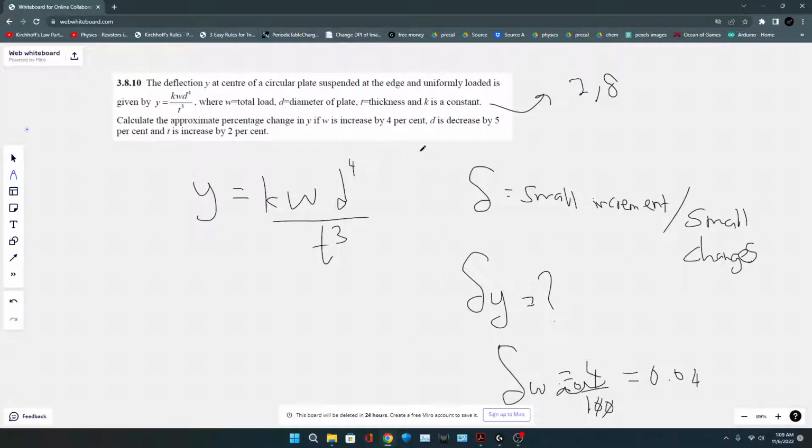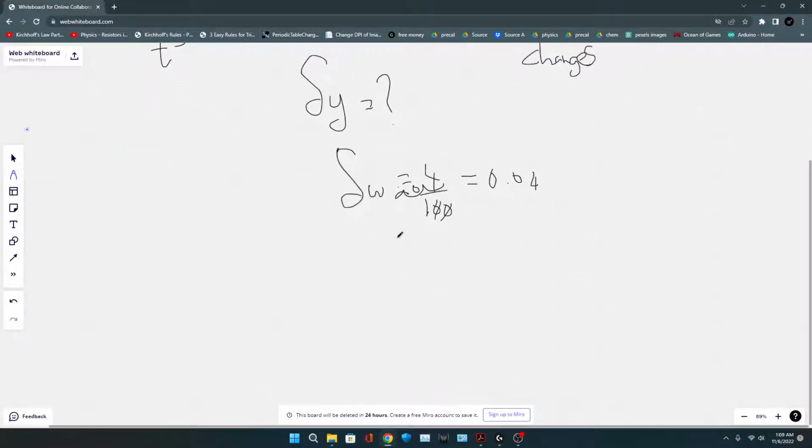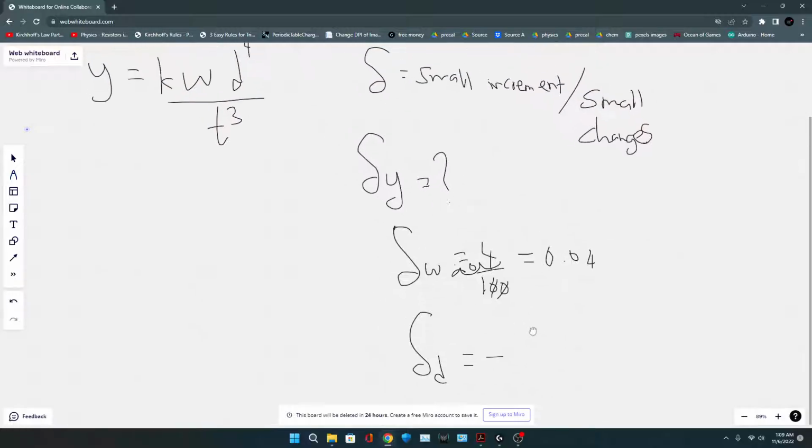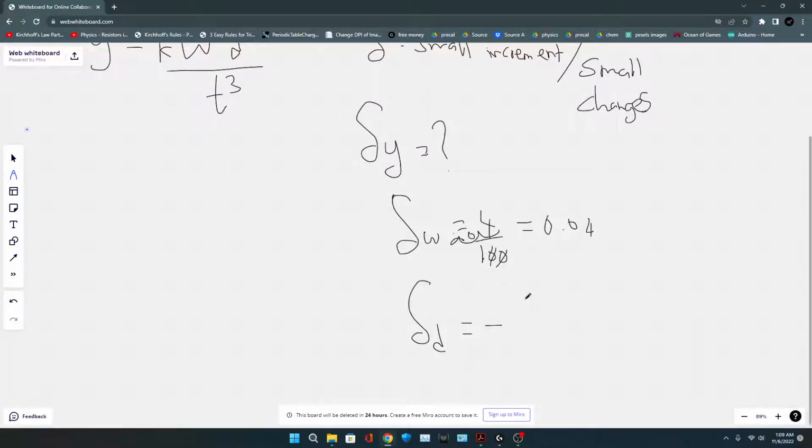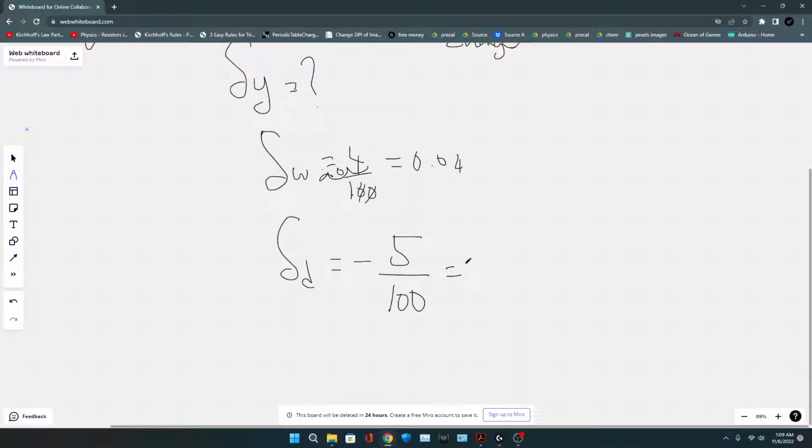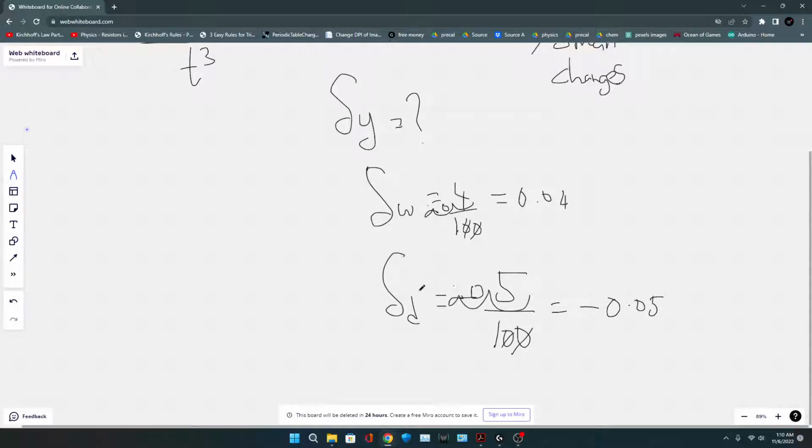So if W is increased by 4%, okay, so settle. So D is decreased by 5%. Decrease maknanya negative. Decreased by 5%, 5% maknanya 5 over 100 lah. So balik semula, 1, 2, 1, 2. So negative 0.05. That will be the small increment of D.